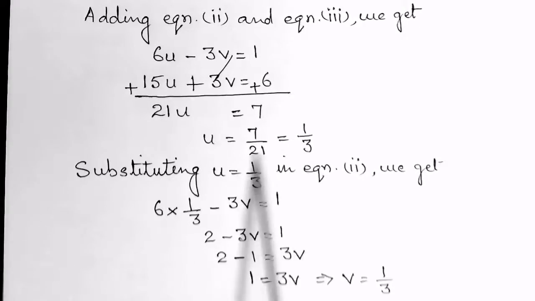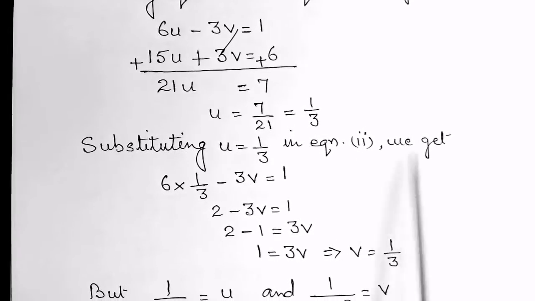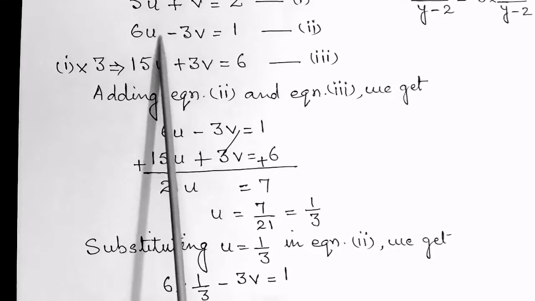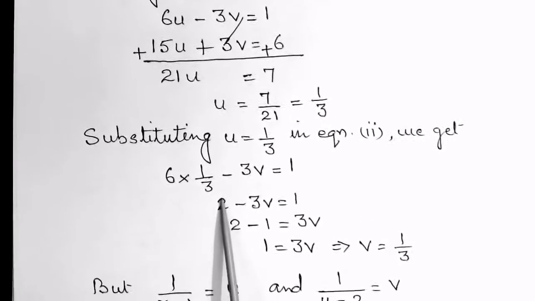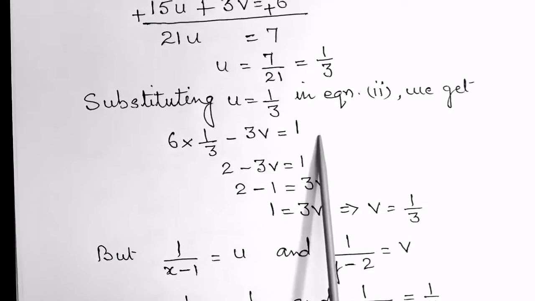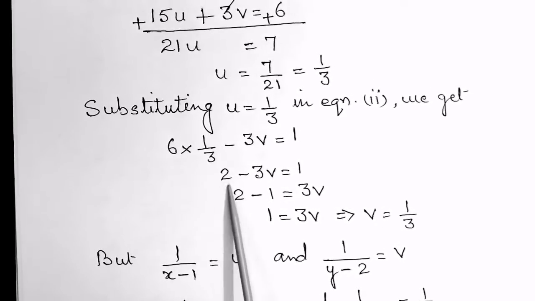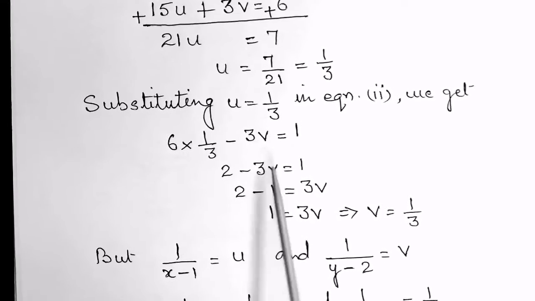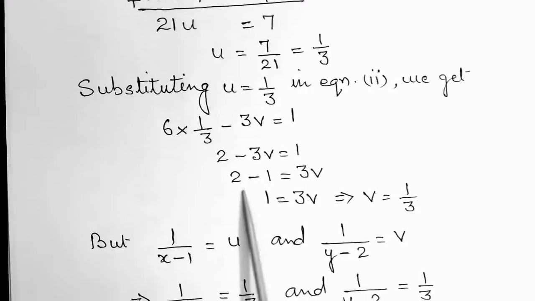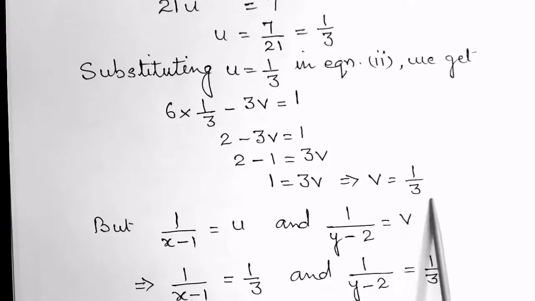Now put this value of u in any one of the equations. I am substituting it in equation number 2, right? In the second equation, we have 6u minus 3v. So here I'll put u is equal to 1 upon 3. So we get 6 into 1 over 3 minus 3v is equal to 1. So the 6, 3 2s are 6. We are left with 2 here. So 2 minus 3v is equal to 1. Transpose this 1 to this side and 3v to that side. So we get 2 minus 1 is equal to 3v, or 1 is equal to 3v, which implies v is equal to 1 upon 3.